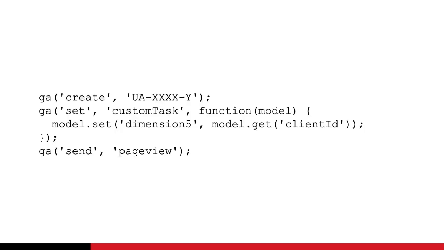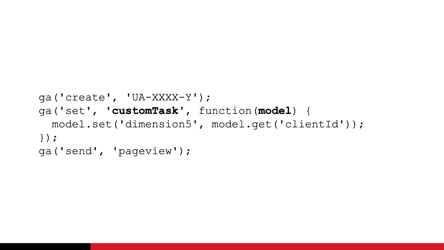So here we have a typical way a custom task would work. After creating the tracker, we set the custom task field in that tracker and we pass an anonymous function. It could be a named function as well. So you can create a function reference if you wanted to, but you can also just use an anonymous function. And that function automatically gets a single parameter from the task queue. And that parameter is the model object.